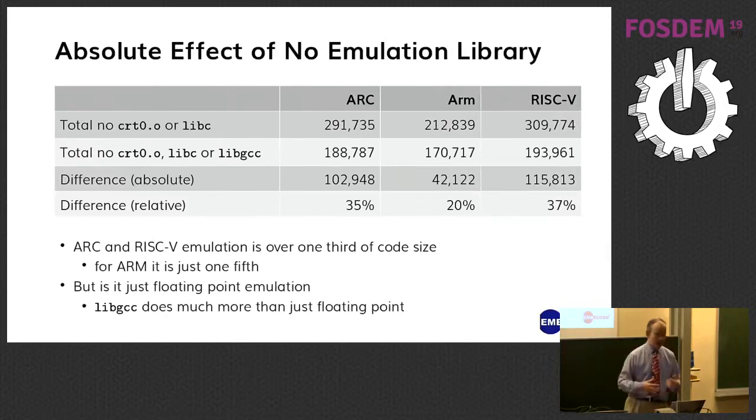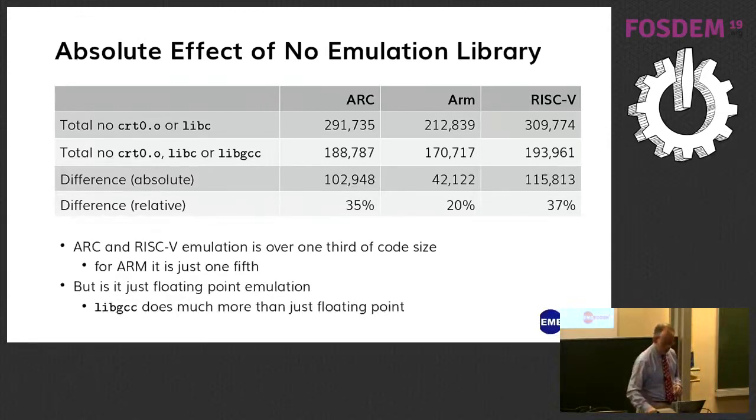And we can see the impact of the floating point library if we look at the absolute total. So if we look at the total code size, we can see that for ARC and RISC V, when you take the floating point emulation away, you get rid of a third of the code. Okay? And when you do it for ARM, you only get rid of a fifth of the code. So ARM's clearly got a much more compact floating point emulation.